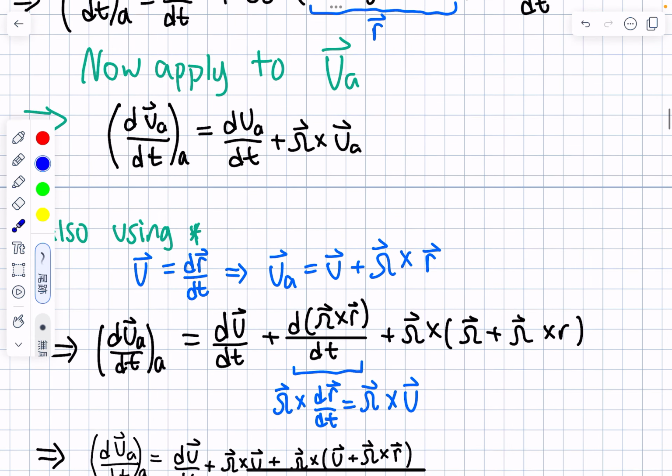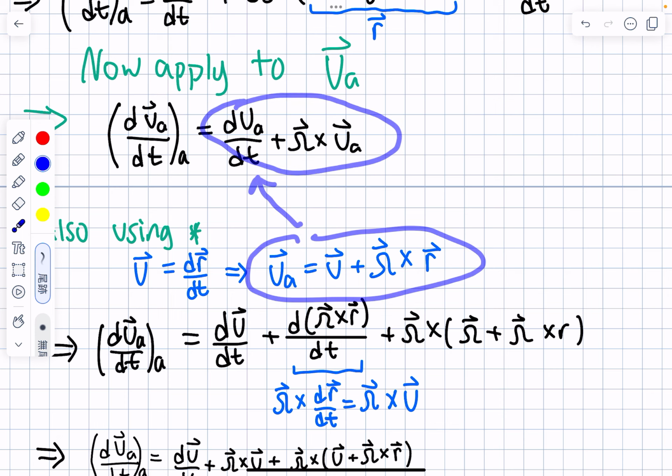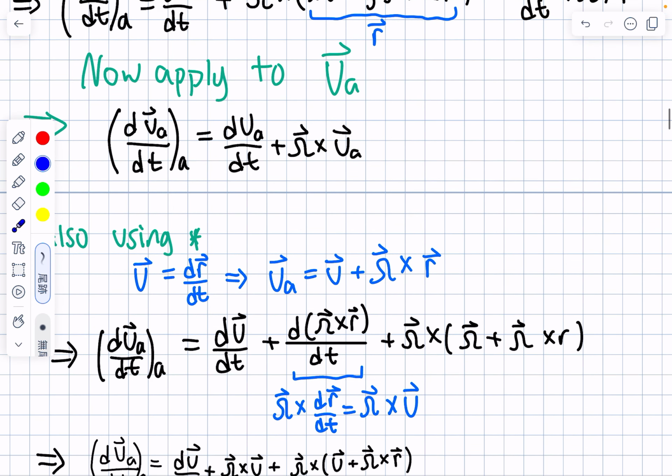So now we can plug this into here. First, looking at the total derivative term, that's right here. We have the du dt plus d this dt. And then we have omega cross ua vector, which, as we defined here again, is just right here.